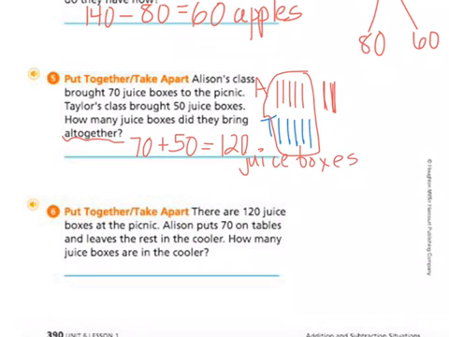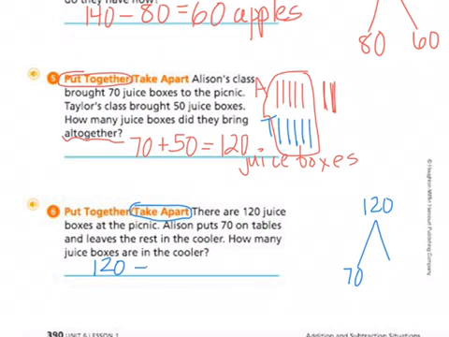Okay, so at that time we had to put together numbers. So again, they're saying put together, take apart. There are 120 juice boxes at the picnic. Allison put 70 on tables and leaves the rest in the cooler. How many juice boxes are in the cooler? So I am guessing that this is a take apart. And I'm going to use a math mountain because I think that the total goes up here for 120. And she put 70 of those juice boxes on the table. So I'm going to go with 120 minus 70.